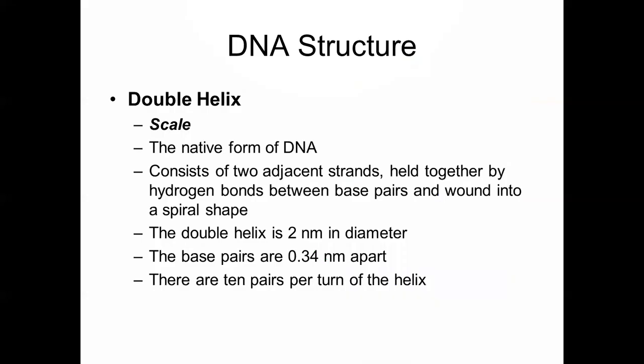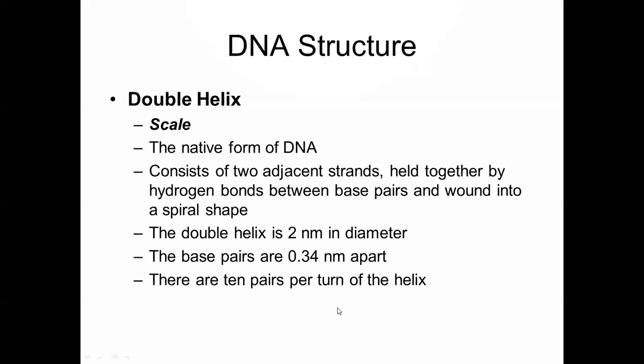So now we're going to take a look at the DNA structure. It's a double helix. We'll look at the scale and then the native form of DNA. It consists of 2 adjacent strands held together by hydrogen bonds. And we know from our look through this course that hydrogen bonds are moderately weak. So that's the point where we're going to unzip the DNA.